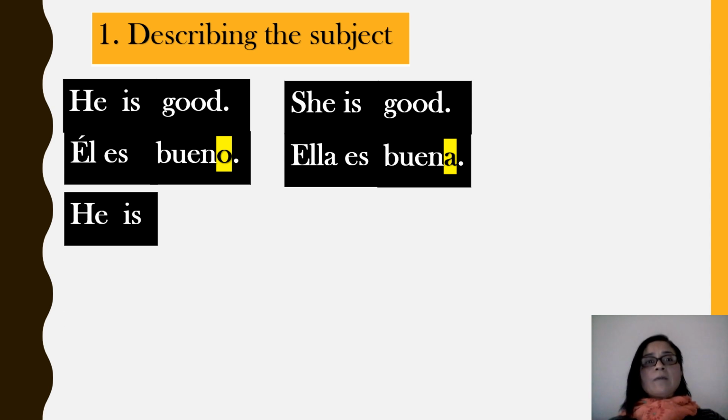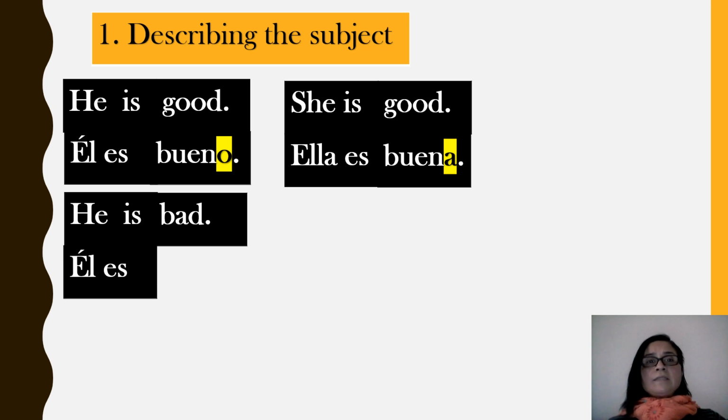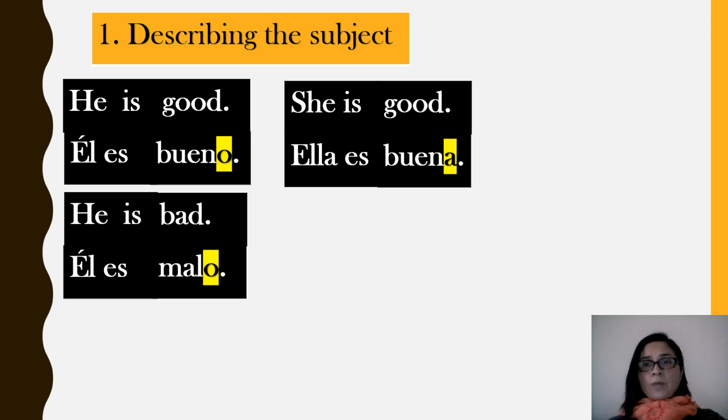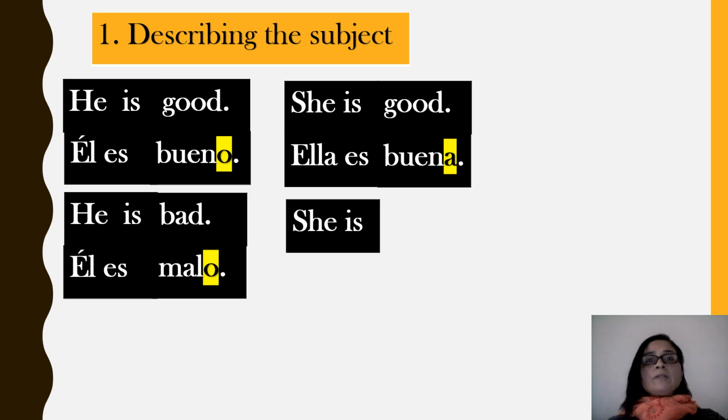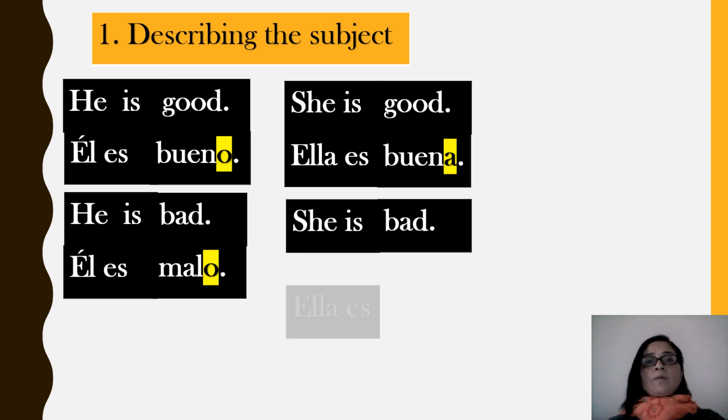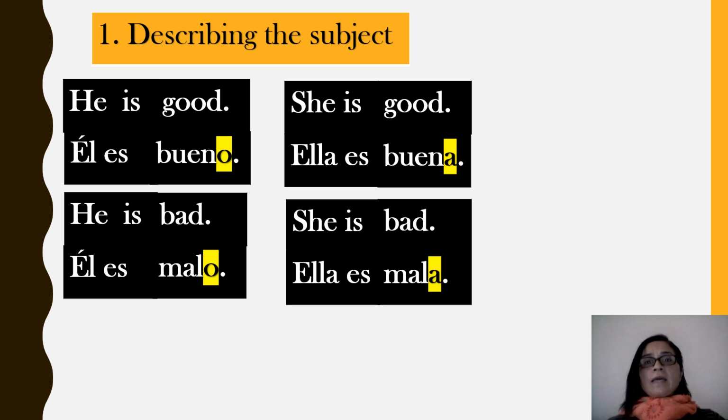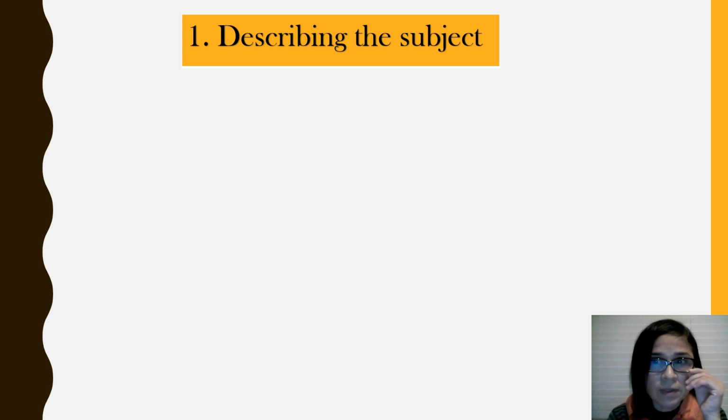Okay, here's another example. Let's say that we want to say he is bad. So he is, él es, and bad in Spanish is malo. And the adjective has to end in O because we are describing he. But if we want to say she is bad, we will say she is ella es, and we are going to say mala because we are describing she. When you are looking for an adjective, and if the adjective ends in O, and what you are describing is feminine, you know that you have to change O for A. But if the noun is masculine, you are going to leave the adjective ending in O.